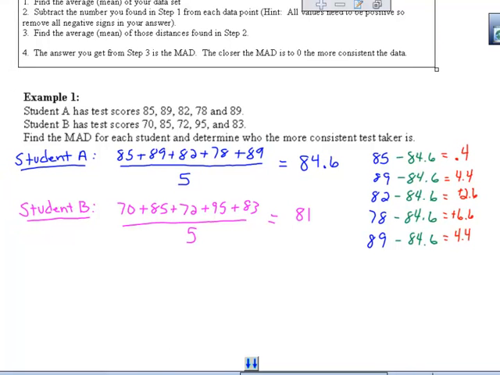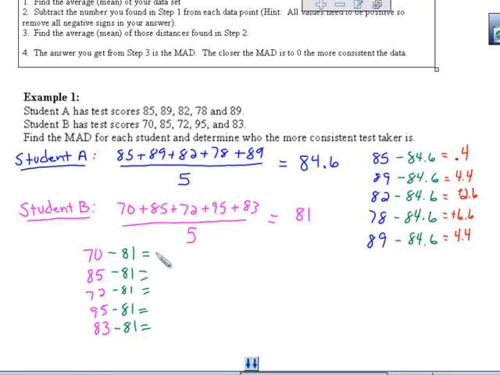I'm going to do student B over here. 70, 85, 72, 95, 83, and then I'm going to subtract that from the mean for student B, which is 81. I used green, so I'm going to use green. Subtract 81, subtract 81, subtract 81, subtract 81. My answers are going to be in red. I already did these answers for us.